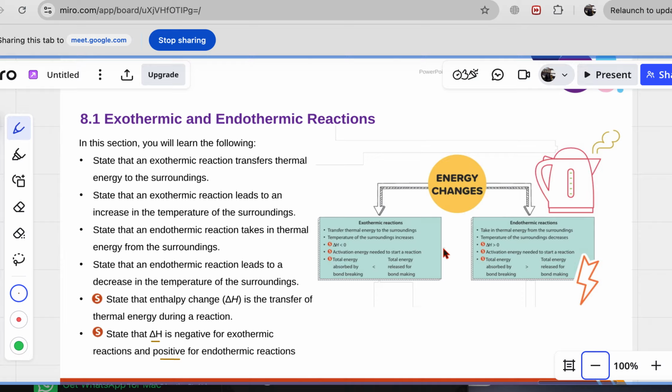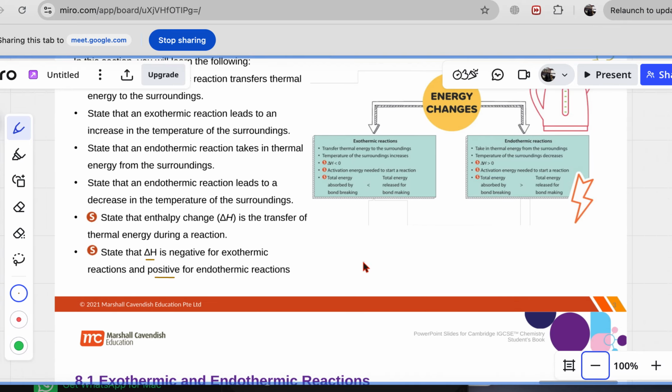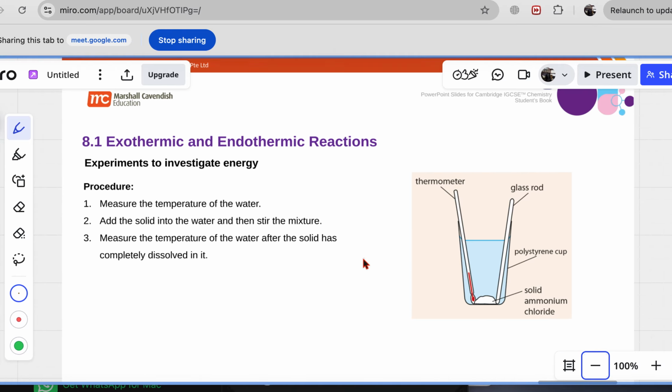At the end of this chapter, you'll be able to state that an exothermic reaction transfers thermal energy to the surrounding, and that an exothermic reaction leads to an increase in temperature of the surrounding. You should also be able to state that an endothermic reaction takes in thermal energy from the surrounding, and leads to a decrease in temperature of the surrounding. We should also be able to state that the enthalpy change is the transfer of thermal energy during a reaction, and recognize that the enthalpy change is negative for an exothermic reaction and positive for an endothermic reaction.